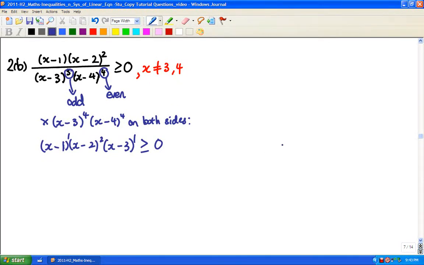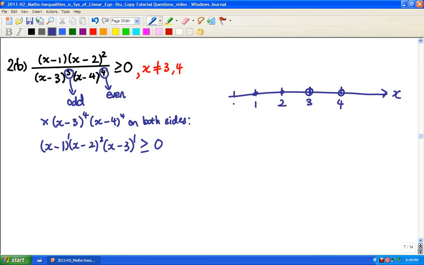Now let us draw out the number line, since this is already in complete factorized form. Putting in all the roots 1, 2, and also all the values of x for which the expression will be undefined, so in this case, 3 and 4. Now since the inequality is non-strict, we would include all the roots, except for the points for which the graph is undefined at. In other words, 3 and 4. Then we sketch in the graph accordingly.